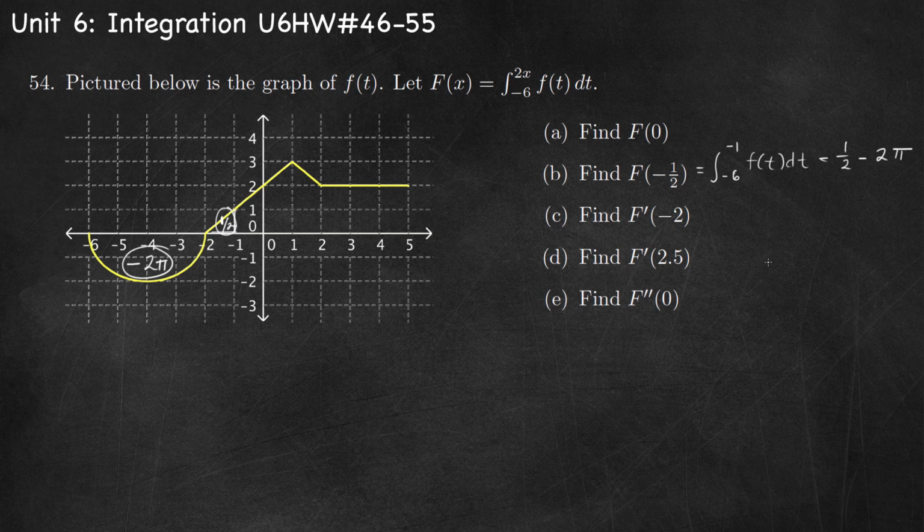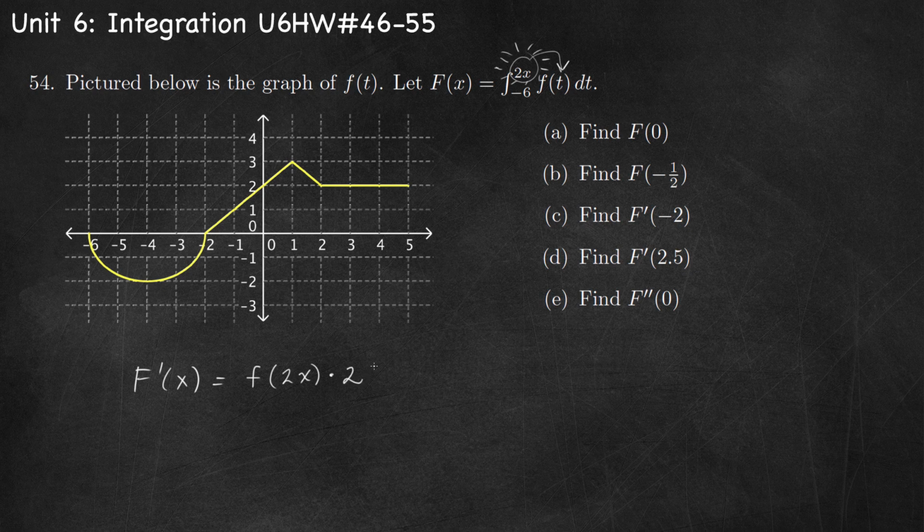Part C, find big F prime of -2. So first let's find big F prime of x. Big F prime of x is the derivative of the integral. So we sub 2x in for the t and then multiply by the derivative of the 2x. So we get f of 2x times the derivative of 2x, which is 2, minus, and then we do the same thing for the lower limit of integration, but when we multiply by the derivative there, we're going to get 0. So it's just f of 2x times 2.